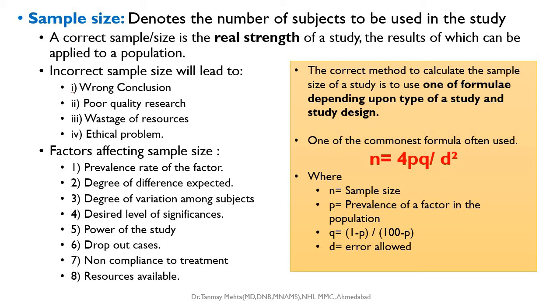There are many methods to do a sample size calculation. One of the formulas is shown here. N is sample size, which is equal to 4 into PQ divided by D square, where P is the prevalence, Q is derived from P, and D is the error you want to allow.